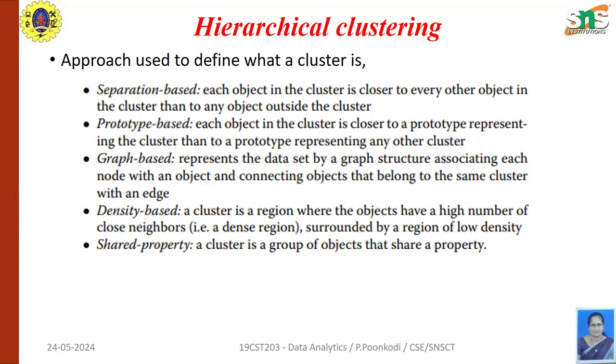Then the next one is the graph based. Here it will use a data set of a graph structure. If any nodes are connected and form circuits, then they will be considered and grouped based on the graphs. The next one is the density based. A cluster is a region where the objects have a high number of close neighbors, surrounded by a region of low density. The next one is the shared property. The cluster is a group of objects that share a property. It's like the visibility mode concept in a programming language.